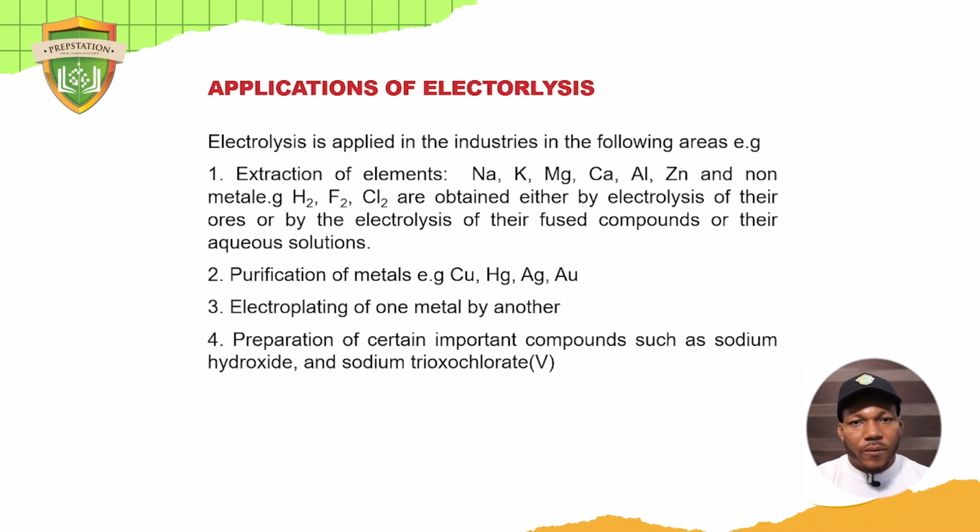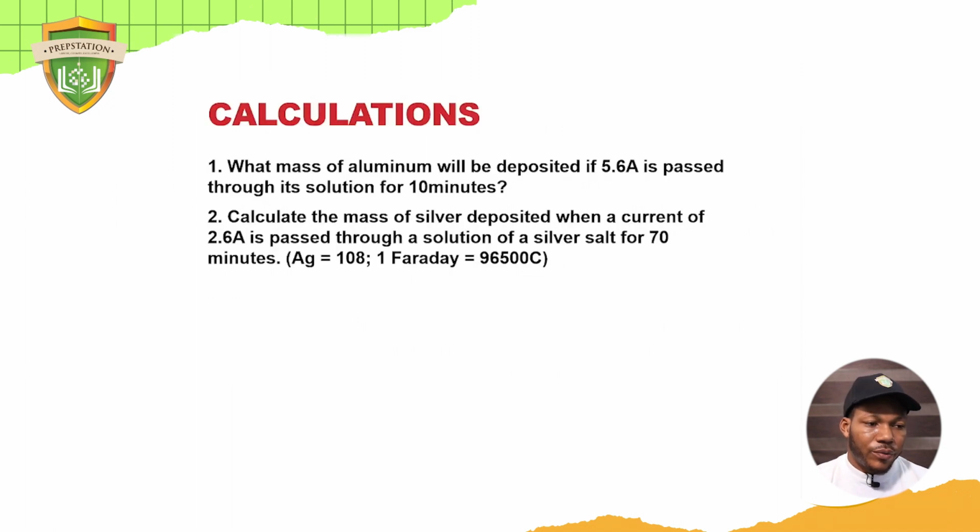extract non-metals from their raw form. For example, you can get hydrogen from the electrolysis of acidified water, in which hydrogen is formed at the cathode. Then you can also obtain chlorine from the electrolysis of brine, in which chlorine is processed at the end of the extraction. Also, to purify metals, for example, copper, mercury, silver, gold. Then for electroplating of a metal by another. We also use it to prepare some important compounds, just like sodium hydroxide and many more.